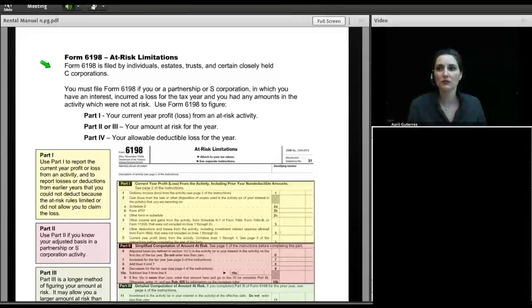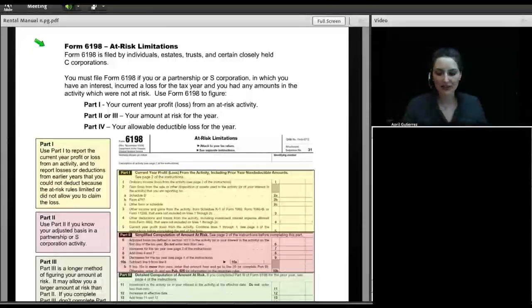But the time that you report rental income as ordinary income on line 21 of your tax return is when you are renting personal property and you're not in the business of renting personal property. And the illustration I gave was a horse trailer, for example. And whether you rent that horse trailer inside of the United States or outside of the United States, it's still line 21. Okay, Form 6198, at-risk limitations.